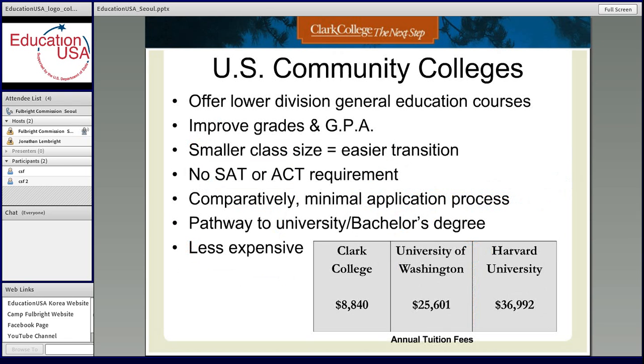I'm going to discuss the overview of the U.S. community college system. Some of the benefits of attending a community college in the United States include offering the general education requirements that are necessary for completing any bachelor's degree in the United States. Essentially, community college is the first 2 years of a bachelor's degree program. We do offer associate's degrees at community colleges and at Clark College, but you can take care of all your general education requirements at a community college.